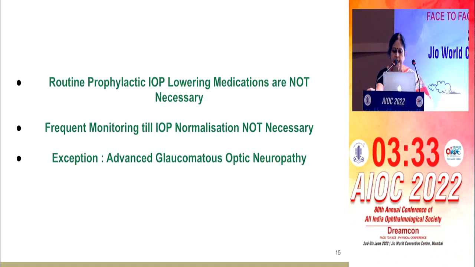So routine prophylactic IOP lowering medications are not necessary. Frequent monitoring of IOP till normalization of pressure is also not necessary, except in patients who have a very compromised optic nerve head and a very high pressure spike.